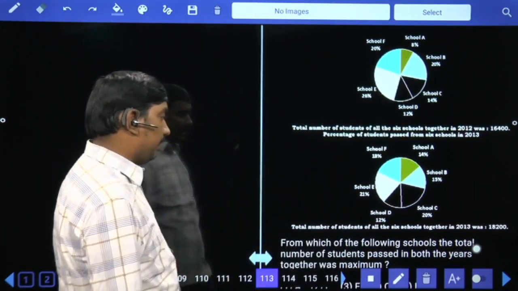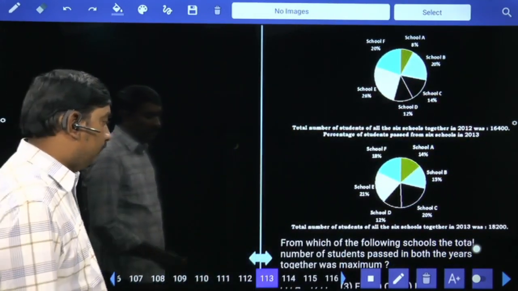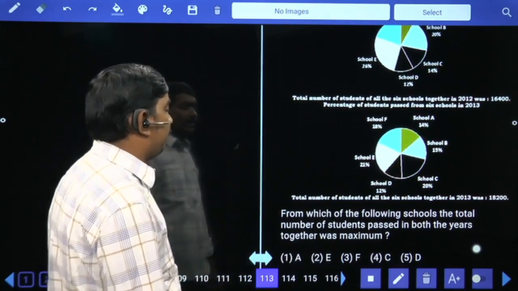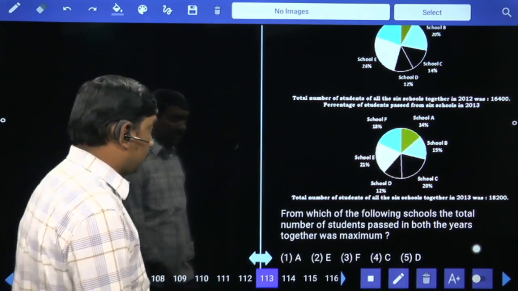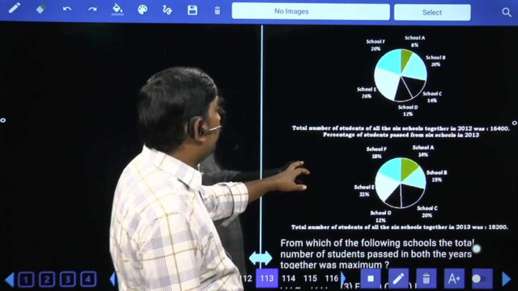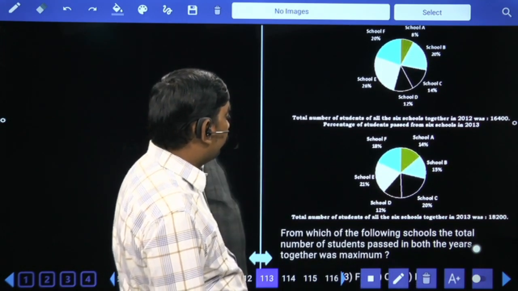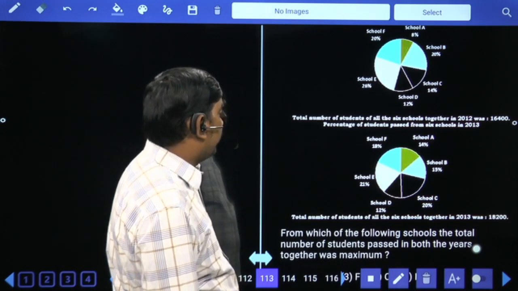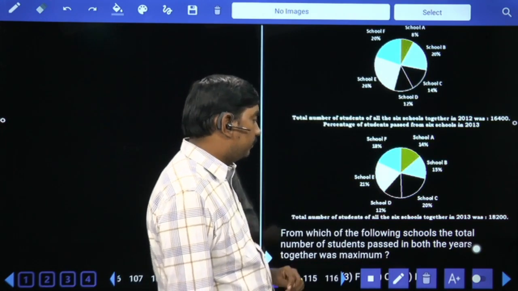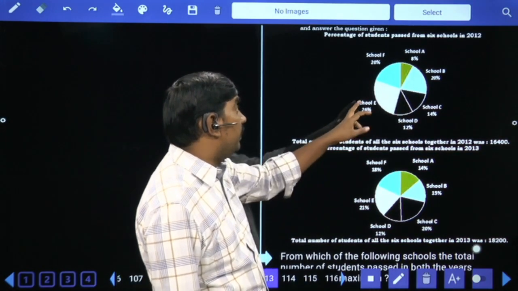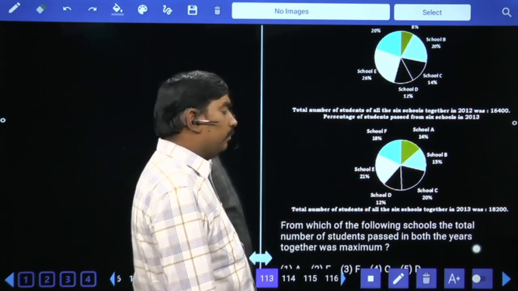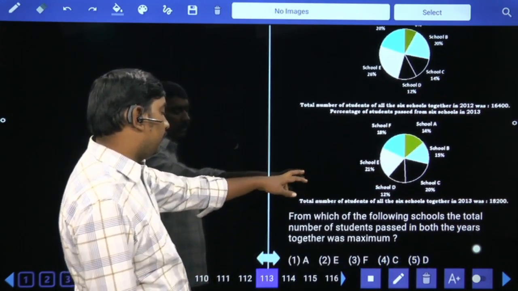Next, in 2013 it was 18,200. From which of the following schools was the total number of students passed in both years together maximum? School E is 26% in one chart and 21% in the other. So obviously school E is maximum, because in the first diagram school E is maximum, and in the second diagram also school E is maximum.